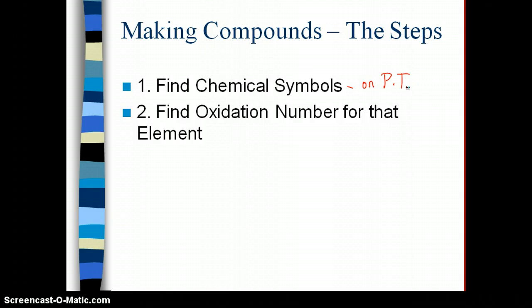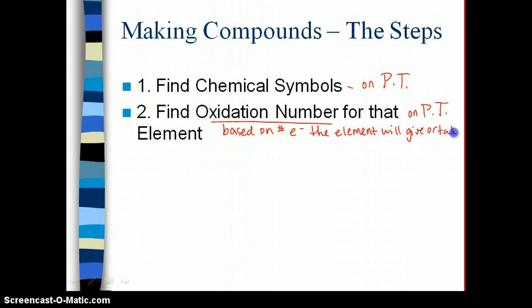Step 2 is find the oxidation number for that element. You wrote these on the periodic table. If you don't have your periodic table, the oxidation number is based on the number of electrons the element will give or take. And that is based on the number of valence electrons.